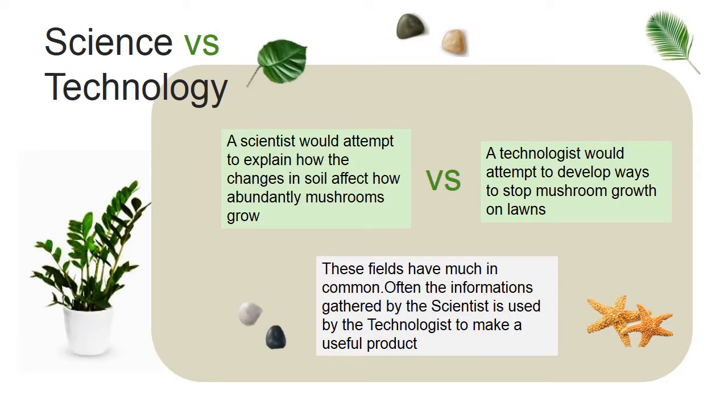To understand the difference between science and technology, we use the previous example. A scientist would attempt to explain how the changes in soil affect how abundantly mushrooms grow, and a technologist would attempt to develop ways to stop mushroom growth on lawns. These would have much in common. Often the information gathered by the scientist is used by the technologist to make a useful product.